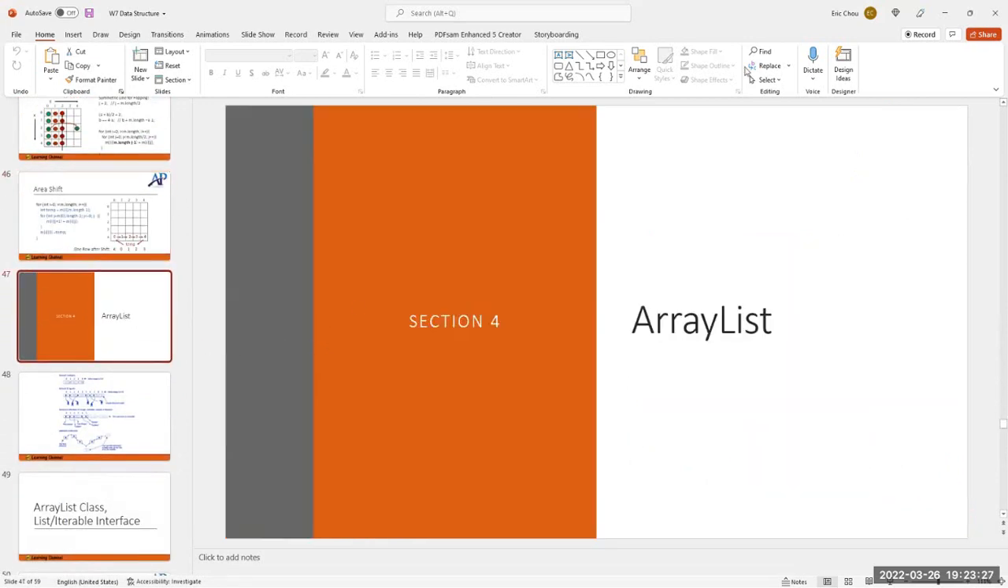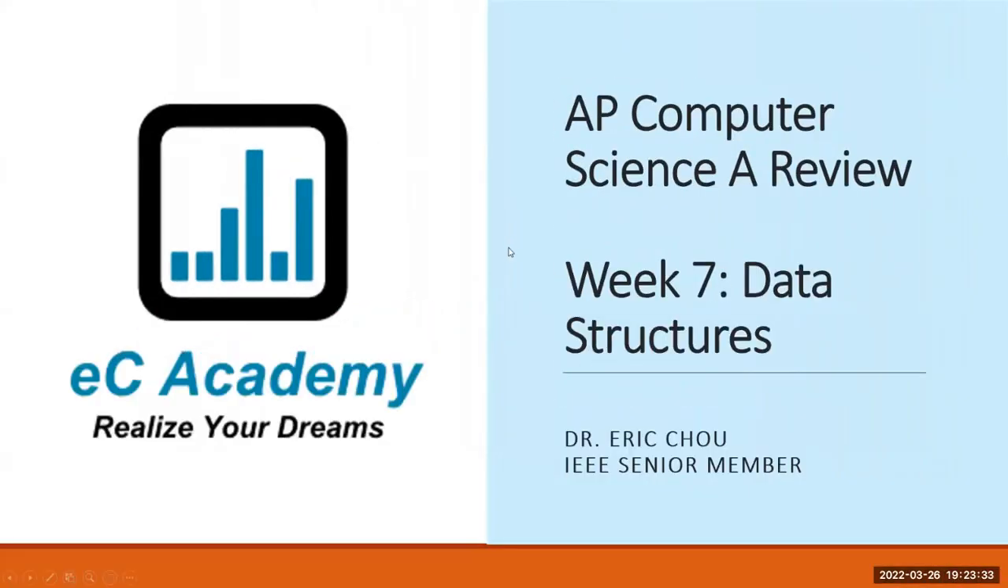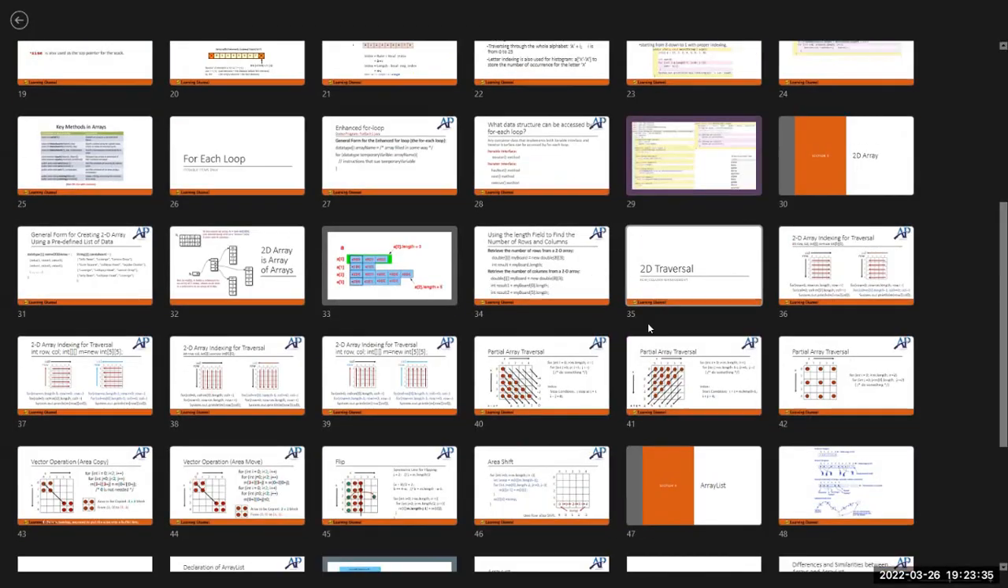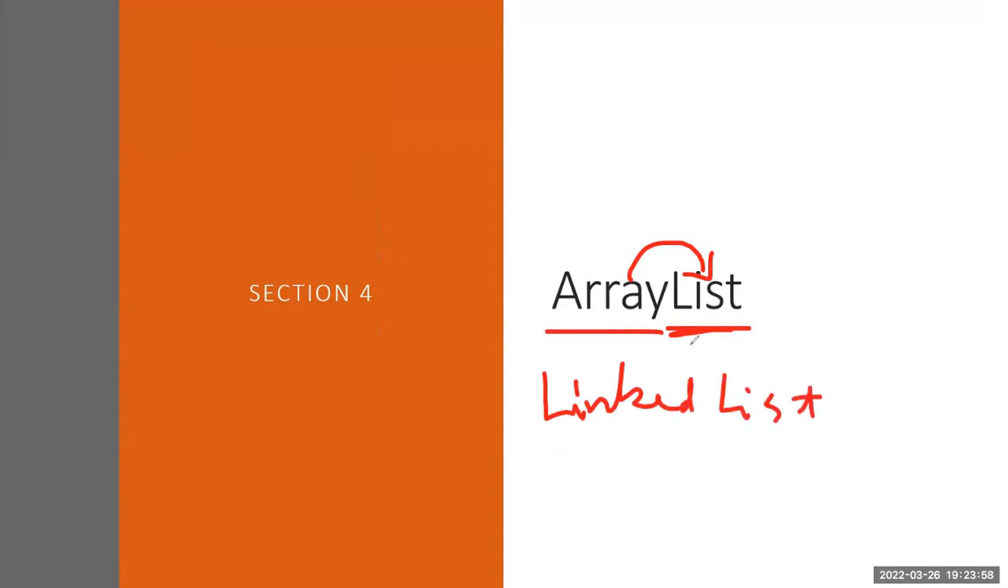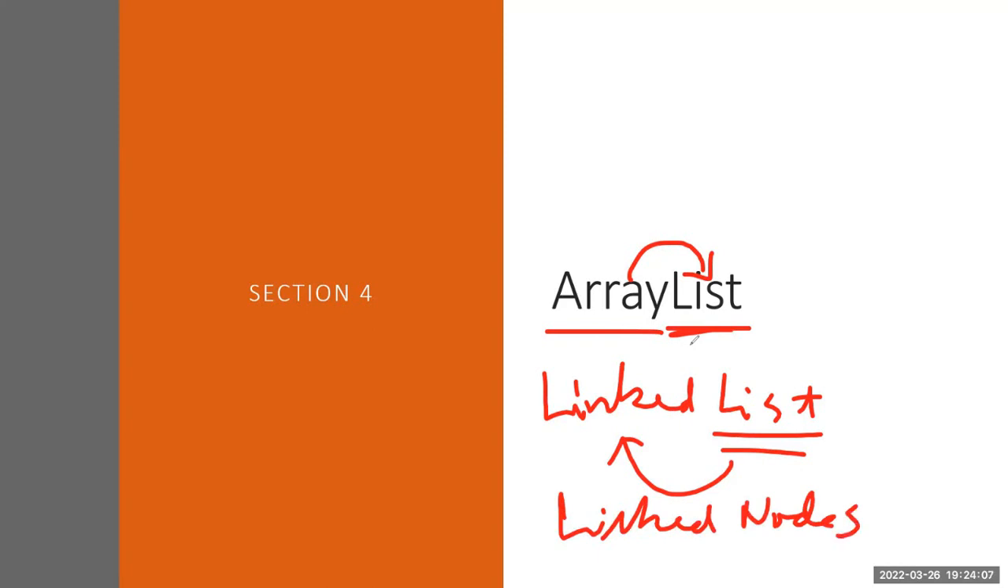Now let's look at array list. We have limited time, but we try to cover everything. So array list is a list made of array. So in fact, it's also an array, but it behaves like a list. And there is also some data type called linked list. So linked list is a list made of linked nodes.